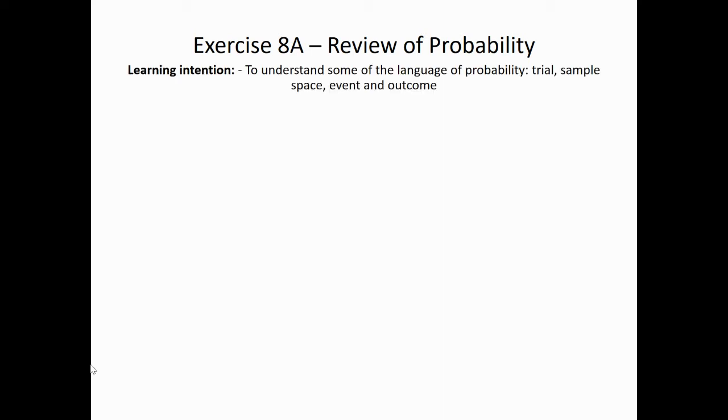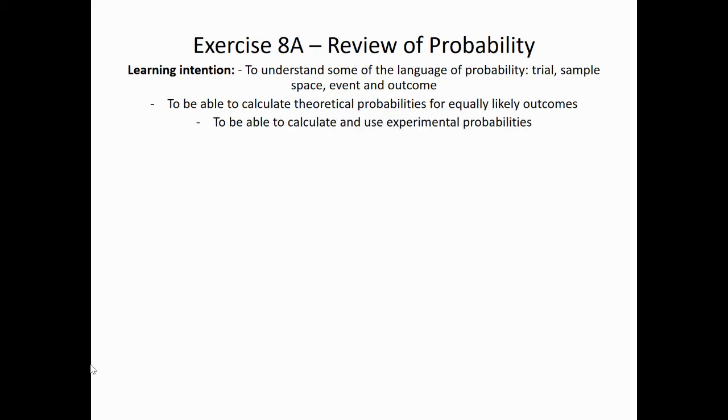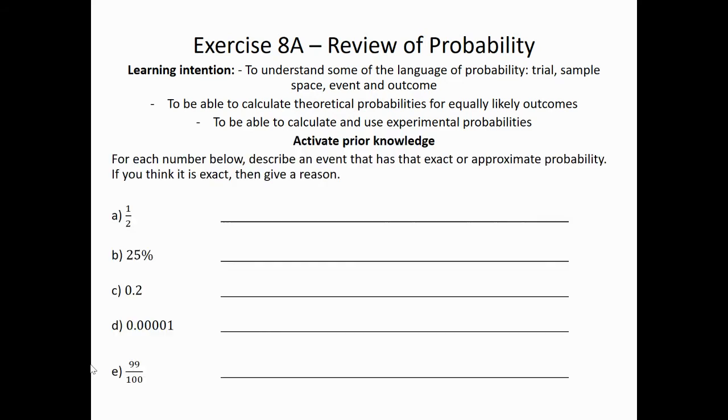So what we're looking at, we've got 3 learning intentions. The first one is to understand the language of probability. So we've got some keywords here: trial, sample space, event, and outcome. So you want to become familiar with those words. We want to be able to calculate theoretical probabilities when the outcomes are equally likely. And we want to also focus on using experimental probabilities. So we've got language, and then we've got theoretical probability and experimental probability to learn about today.